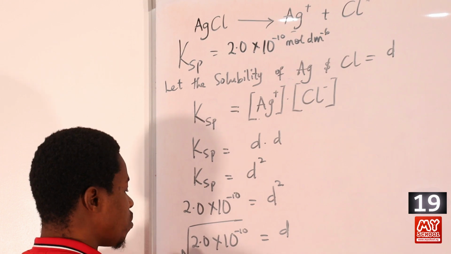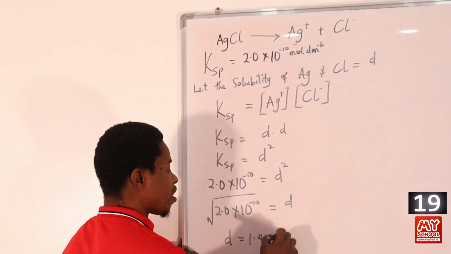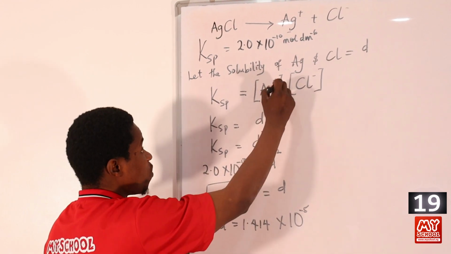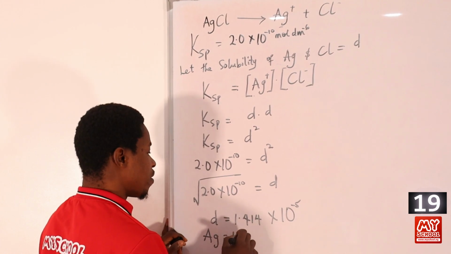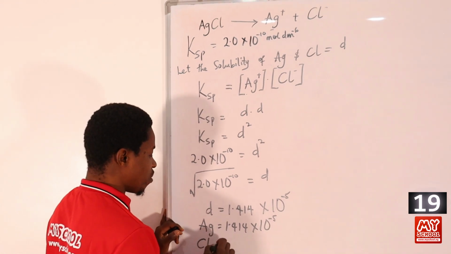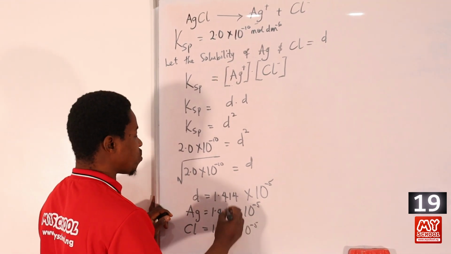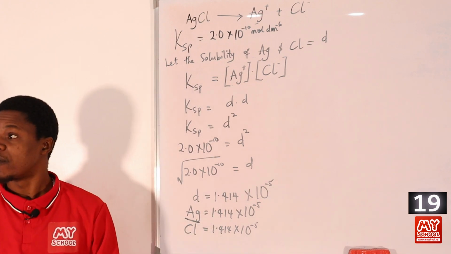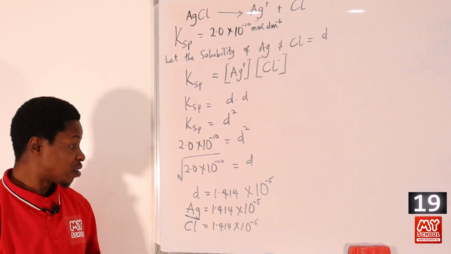So D will be equal to, we find the square root of this, punch it on your calculator, we have 1.414 times 10 raised to the power minus 5. Since D is this, each of them, silver, should be 1.414 times 10 raised to the power minus 5. Then chloride will also be 1.414 times 10 raised to the power minus 5. If you multiply the two together, we should have 2.0 times 10 raised to the power minus 10. But we're asked only for silver. What quantity of silver was lost in the process?